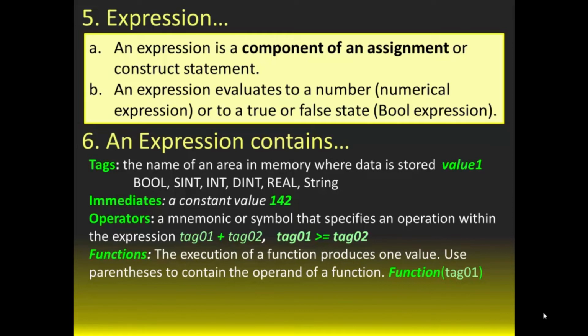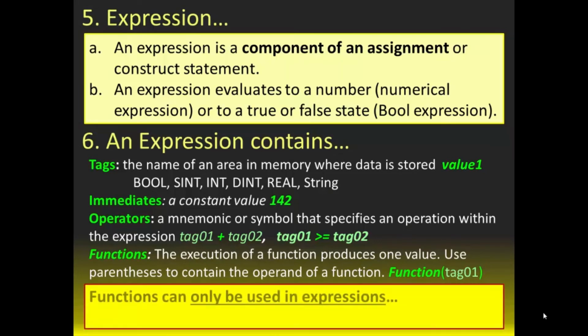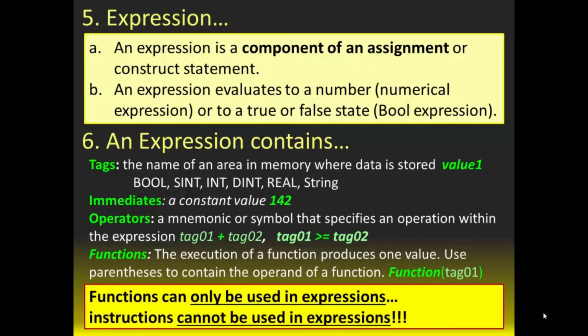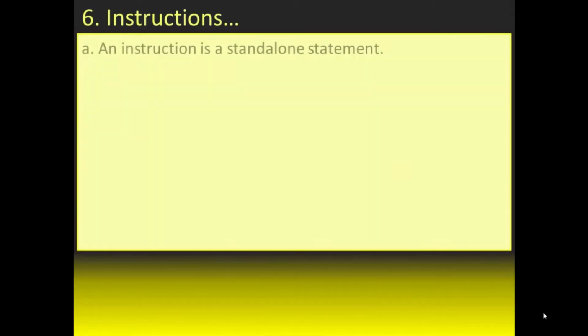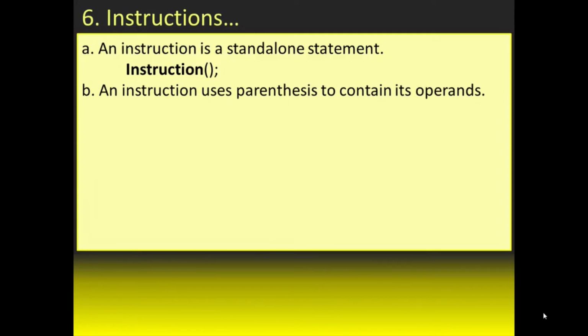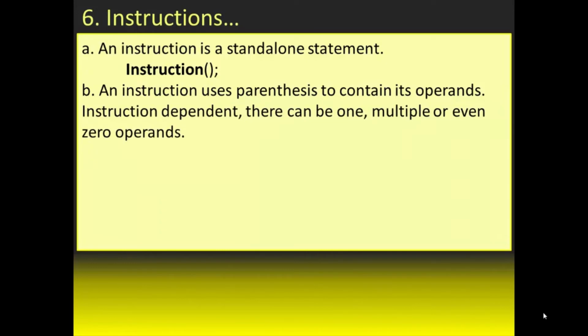If you have a value in tag 1 of 90 and this function is sine, what you're going to get back is the sine of 90 degrees. Functions can only be used in expressions. Instructions cannot be used inside an expression. An instruction is a standalone statement that executes against a variable. An instruction uses parentheses to contain its operands. Instruction dependent, there can be one, multiple, or even zero operands.